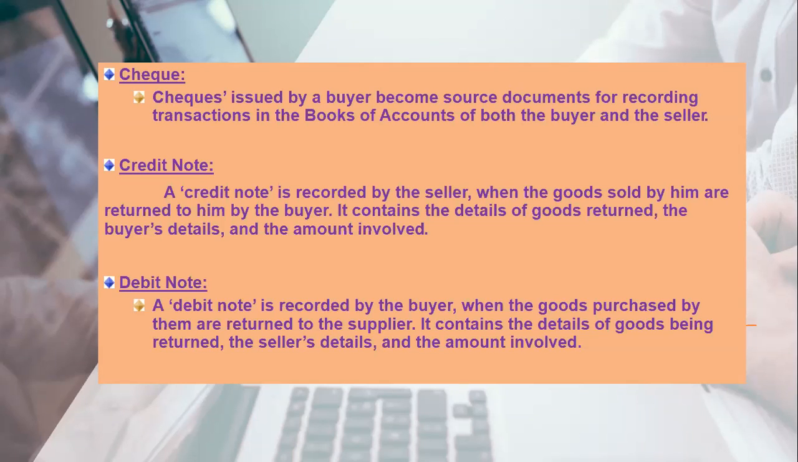Debit note. A debit note is recorded by the buyer when the goods purchased by them are returned to the supplier. From the customer's point of view, for the goods which he is returning to the suppliers because of poor quality, damage and defects, the customer will raise this debit note. It is recorded by the buyer when the goods purchased by them are returned to the supplier. It contains the details of goods being returned, the seller details, as well as the amount involved.